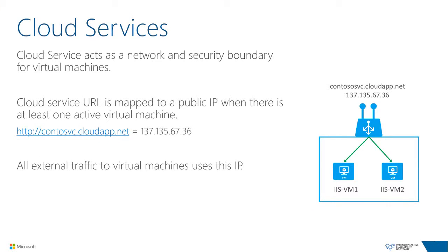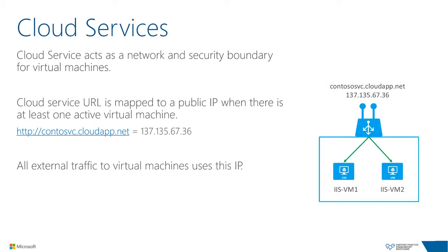Now that we have walked through creating a virtual machine using the Windows Azure Management Portal, let's look at how all this is architected behind the scenes. Cloud services. What exactly is a cloud service? A cloud service is a container for virtual machines that provides a network and security boundary. In this example, Contoso Service is the name of the cloud service, and it is addressable via the URL contososervice.cloudapp.net, and it is mapped to a public IP address of 137.135.67.36.